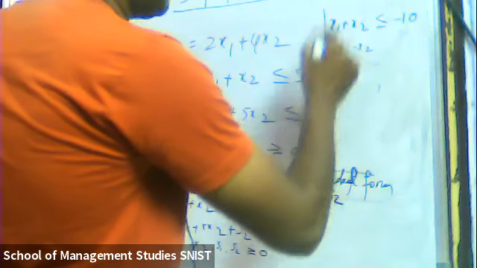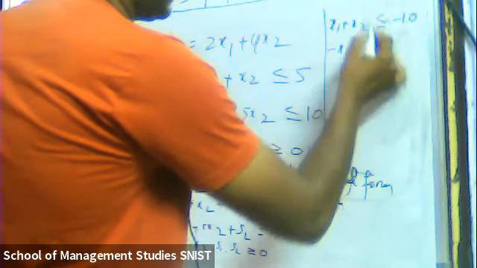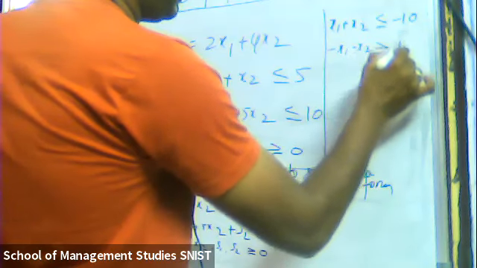Minus x1 minus x2. When you are multiplying both sides, by default the constraint sign changes to greater than or equal to, and it becomes 10. That's it.